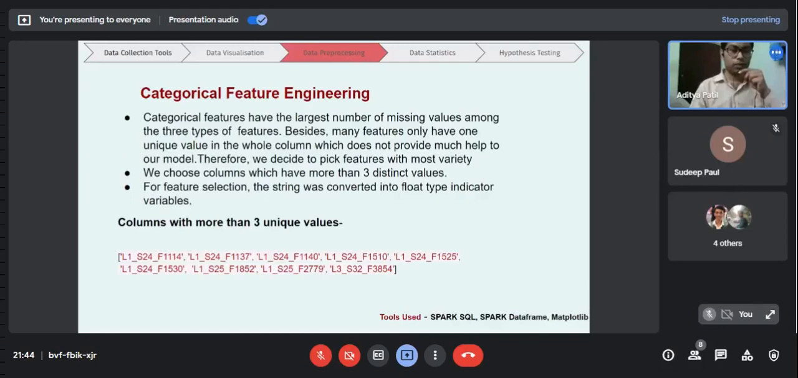Categorical feature engineering. Through previous exploration, we noticed that categorical features are the most missing among our three types of features. Besides, many features only have one unique value in the whole column, which does not provide much help to our model. Therefore, we decided to pick features with the most variety. We chose columns which have more than three distinct values. For feature selection, the string was converted into float type indicator variables.